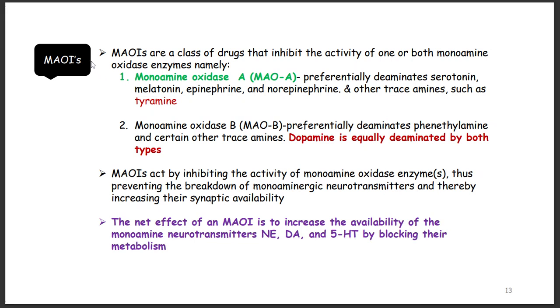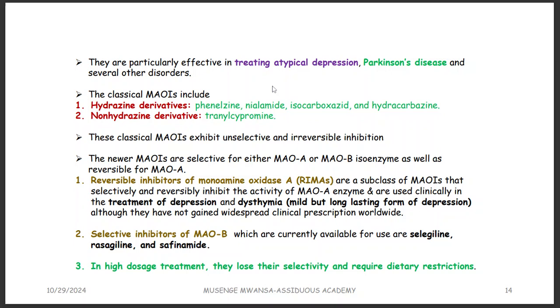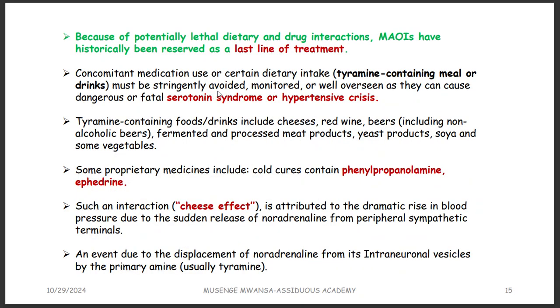So because of this, the MAO inhibitors, you don't give them with the foods that have got tyramine in them. Because if you give with foods that have got tyramine, what is happening is this. You have given a drug that is inhibiting the enzyme that breaks down tyramine, meaning that tyramine is going to be increasing. And when the tyramine is increasing and increasing, it can be converted to some other things like serotonin. And that leads to accumulation of that serotonin. And because it has increased, it leads to what is known as the serotonin syndrome or hypertensive crisis. So tyramine-containing foods like cheese, red wine, beer should be avoided.